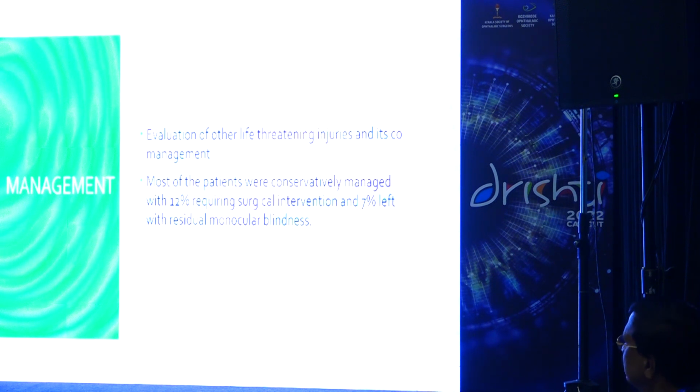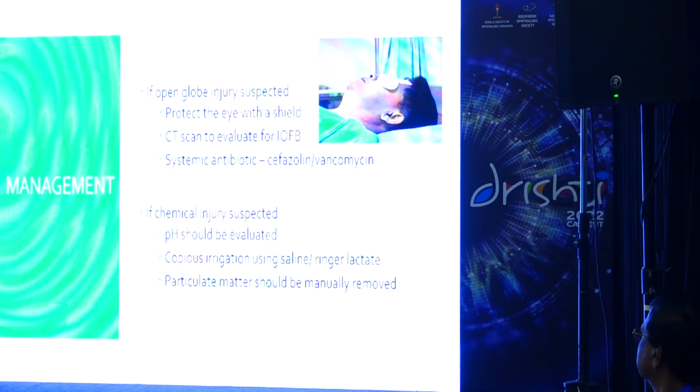Management depends on the injury that is present, and most of the patients were conservatively managed, with around 10 to 12% requiring surgical intervention and 7% with residual monocular blindness. If an open globe injury is suspected, always protect the eye with a shield to prevent further trauma and examination. You have to use a CT scan to evaluate for intraocular foreign body. Start a systemic antibiotic, cefazolin or vancomycin.